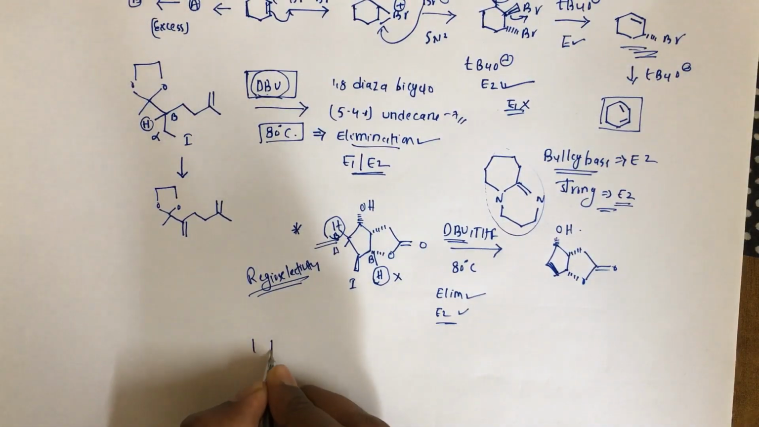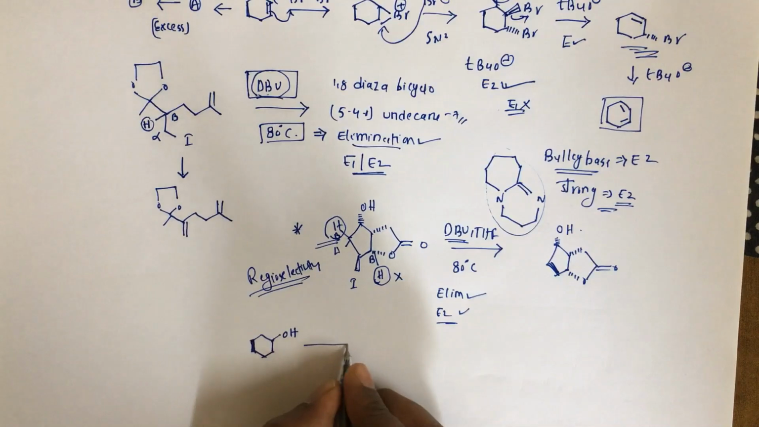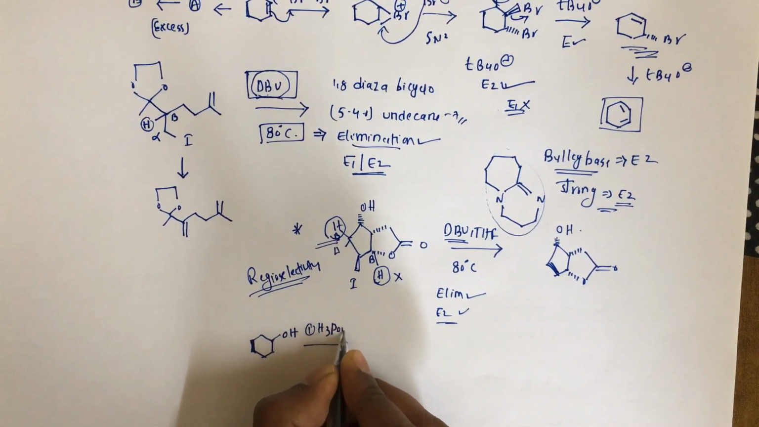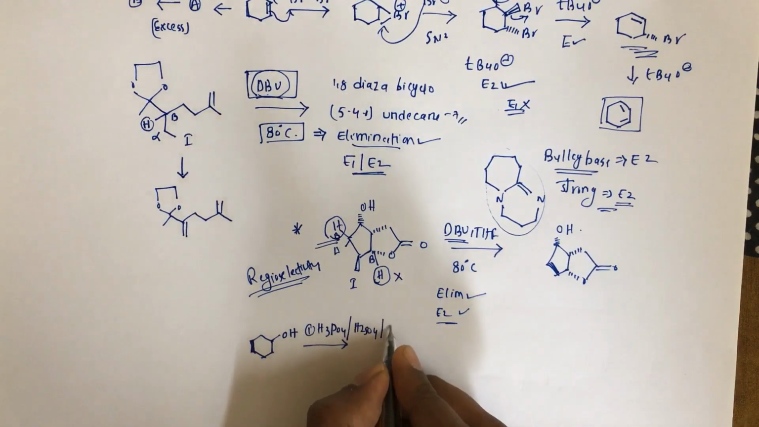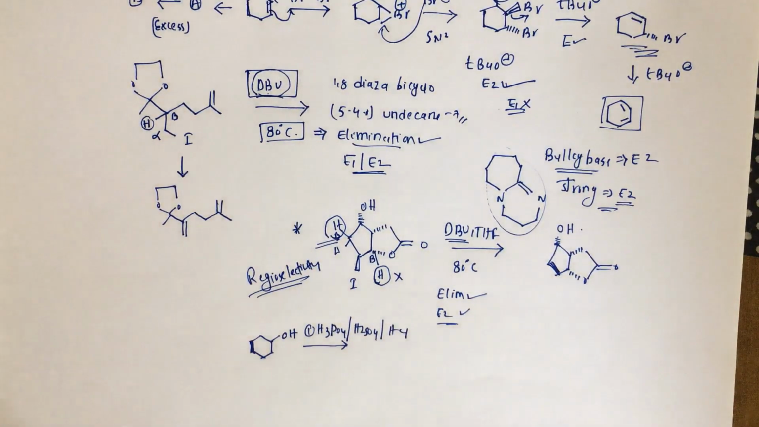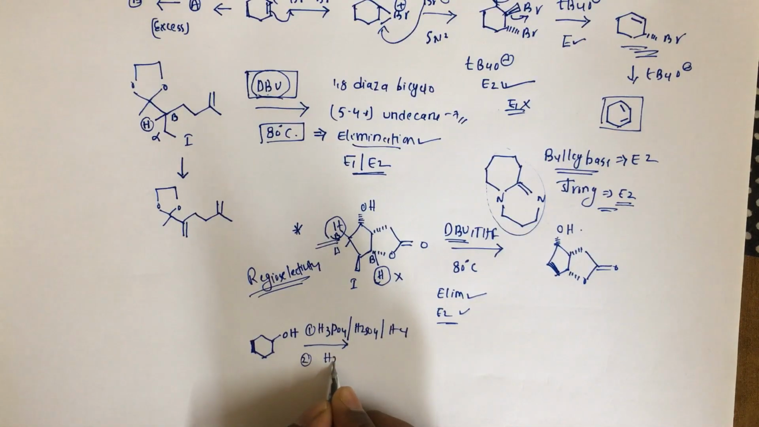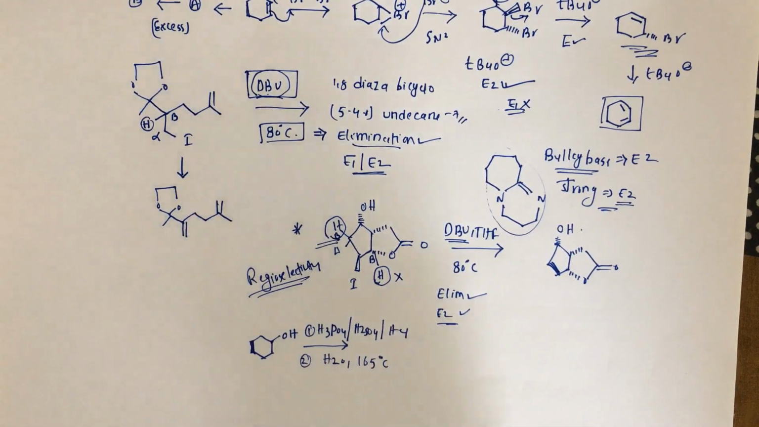So when we have cyclohexanol, like this compound, in the presence of H3PO4 or H2SO4 or HCl, okay, and the second step is we have water at 165 degrees centigrade. So what is the product here?